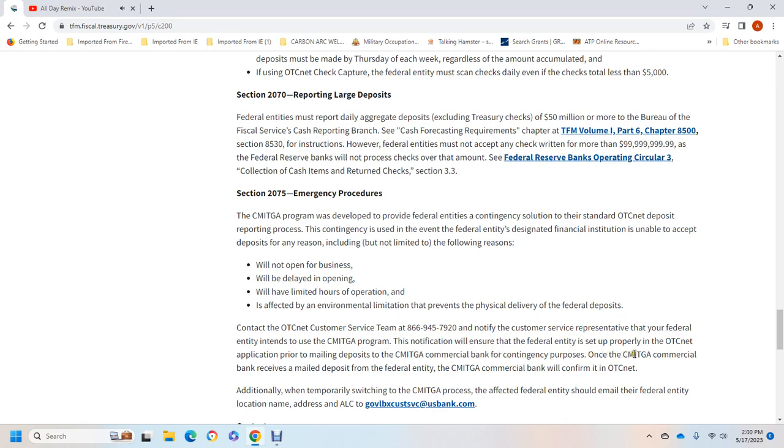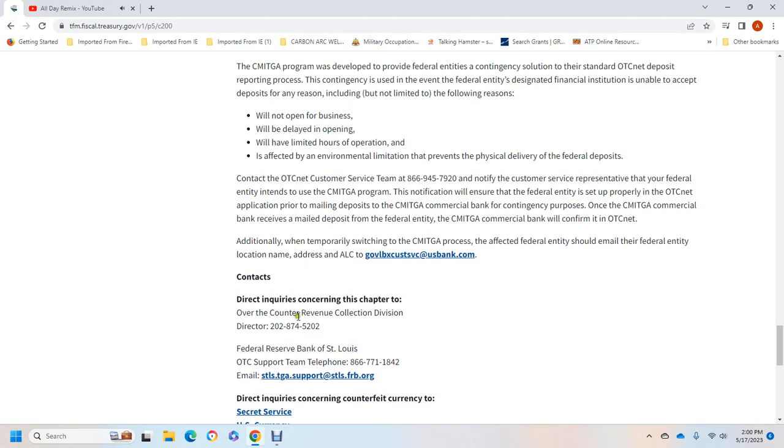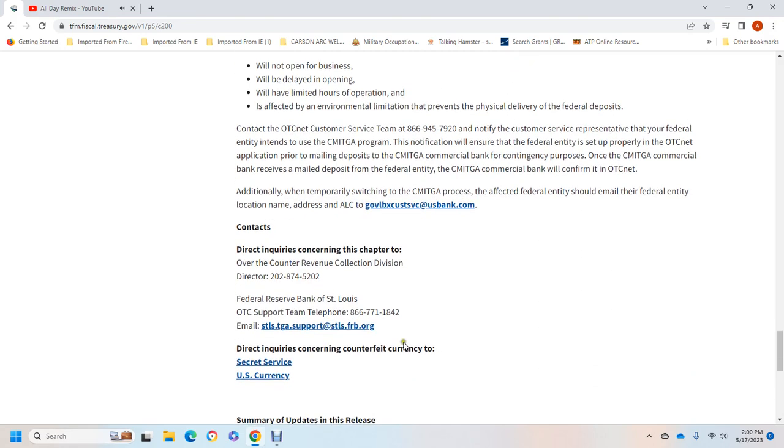The contingency Mail-in Treasury General Account commercial bank will receive the mail-in deposit from the federal entity and will confirm in Over-the-Counter Net. Additionally, when temporarily using the contingency process, the federal entity should email the federal entity location, address, and agency location code. Direct inquiries should go to the Over-the-Counter Revenue Collection Division, Federal Reserve Bank of St. Louis.